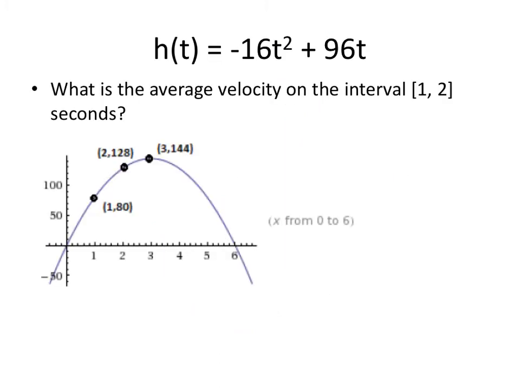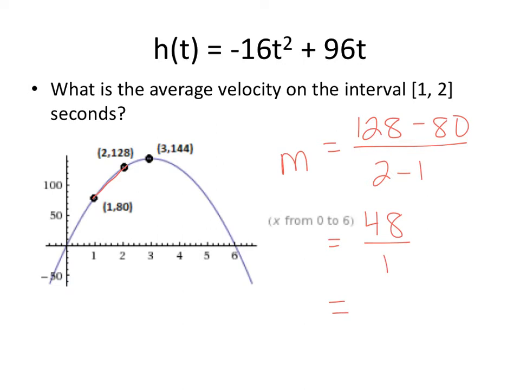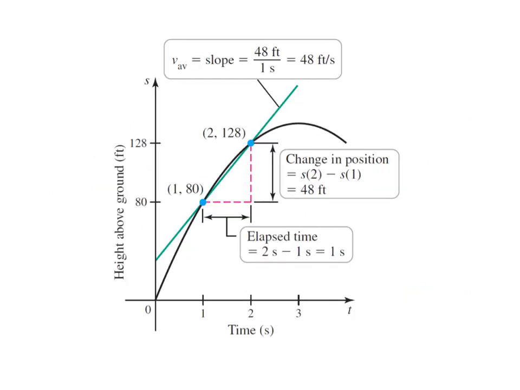Okay, again, same problem, except now we're looking for the average velocity on the interval from 1 to 2 seconds. So again, to find my slope, I'm taking my change in height, so 128 minus 80, divided by my change in time, 2 minus 1. So here I have 48 divided by 1. So my average speed here is 48 feet per second. And here's that same information just being explained a little bit differently with a picture.